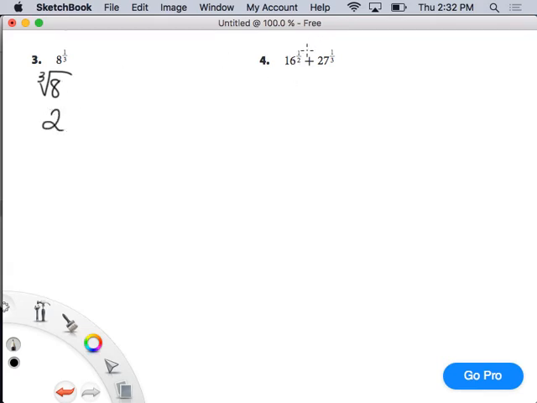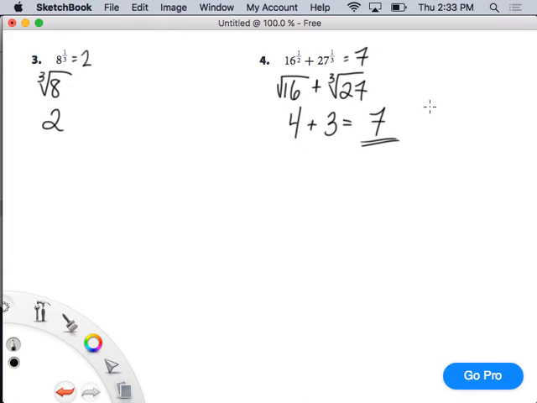2. 16 to the 1/2, I could rewrite that as square root of 16, plus cube root of 27, right? I could rewrite it this way, but it's completely unnecessary because both of these expressions are the exact same. So 16 to the 1/2, or square root of 16, is 4, plus 27 to the 1/3, or cube root of 27, is 3. 4 plus 3 is 7. Good. So this whole thing is 2. This whole thing is 7. You guys got that?